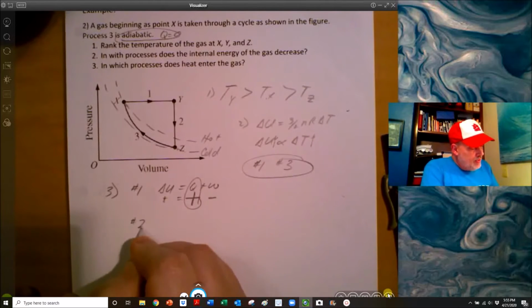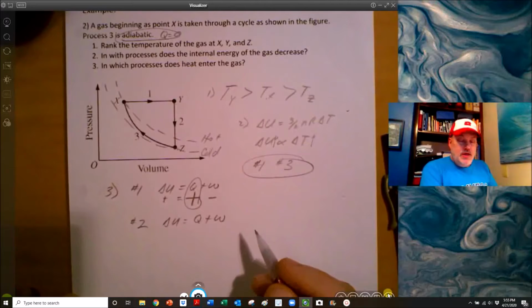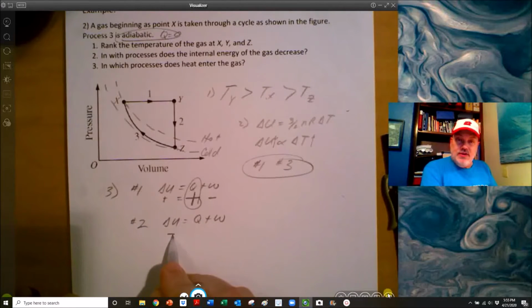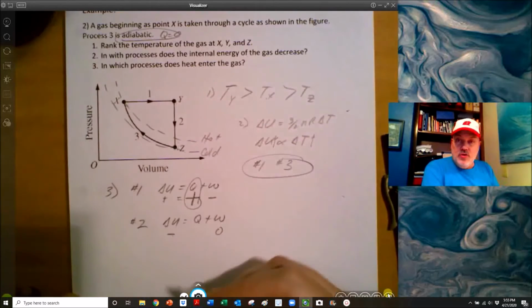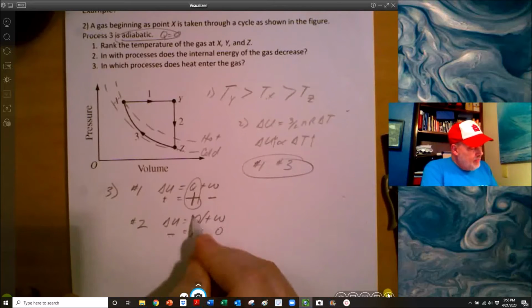How about process number 2? Delta U equals Q plus W. And we have a negative change in temperature, so therefore a negative change in internal energy. We have no work done because it's vertical. It's an isochoric or isovolumetric process, and so therefore heat must be negative for this number to equal that number. So that one won't work.